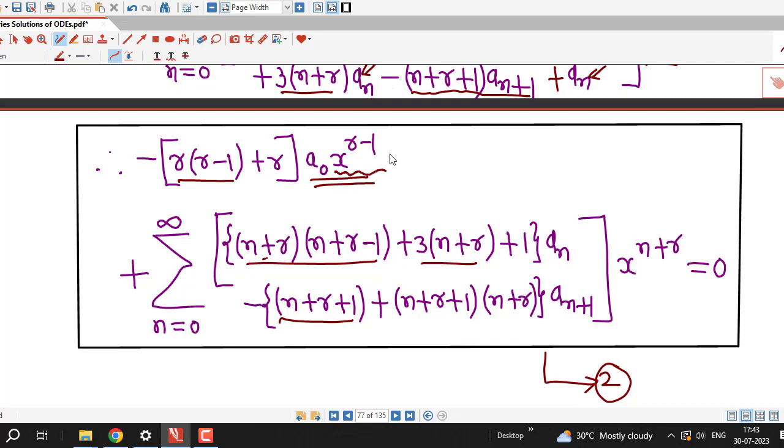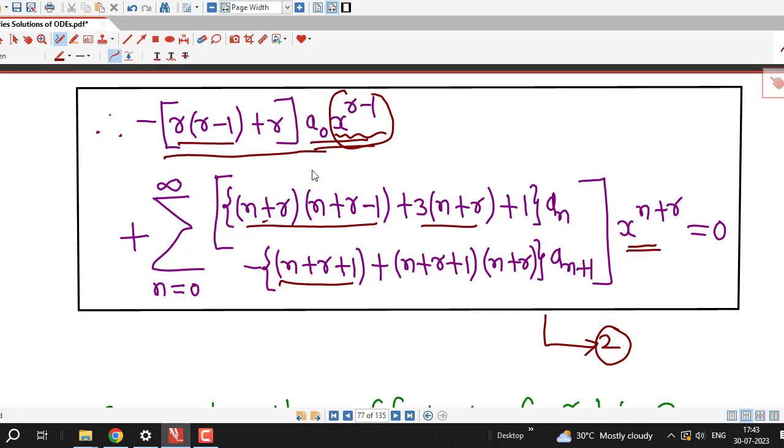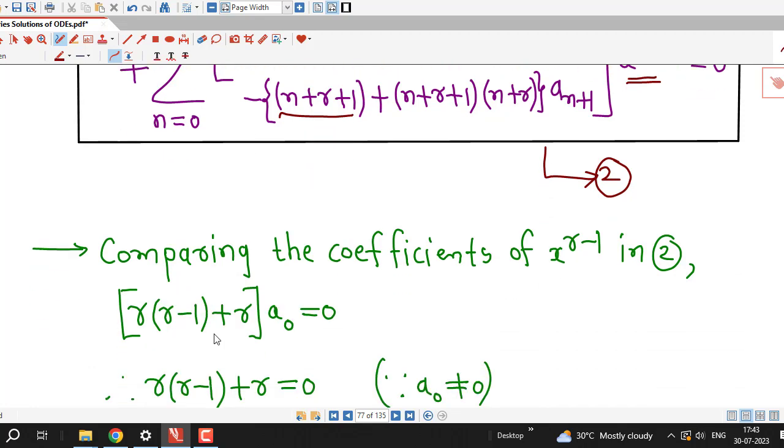So I have coefficient of x raised to r minus 1 and coefficient of x raised to n plus r, and right hand side is 0. So this is possible if and only if coefficients of x raised to r minus 1 and coefficients of x raised to n plus r must be 0. So first we equate the coefficient of x raised to r minus 1 to 0. So that means we must have this quantity r minus 1 plus r times a0 equal to 0.